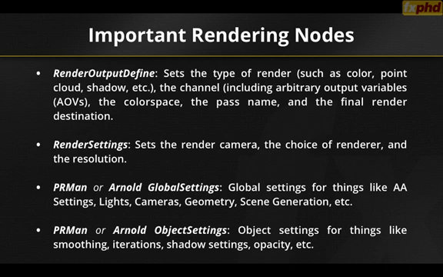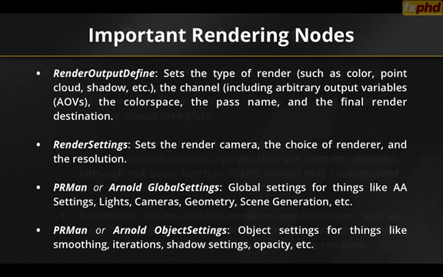Then you have the PRMan or Arnold object settings, and these are settings that deal directly with the objects themselves, things like the geometry. This is where you would say, I want to subdivide or add iterations to my geometry at render time, where I want to do smoothing to adjust things like normals, where you want to adjust things like the shadow settings, or where you want to say the object is opaque or transparent. So: object settings, global settings, render settings, and render output defines. We're going to be looking at these in Katana a little bit later, but this is basically what they do.